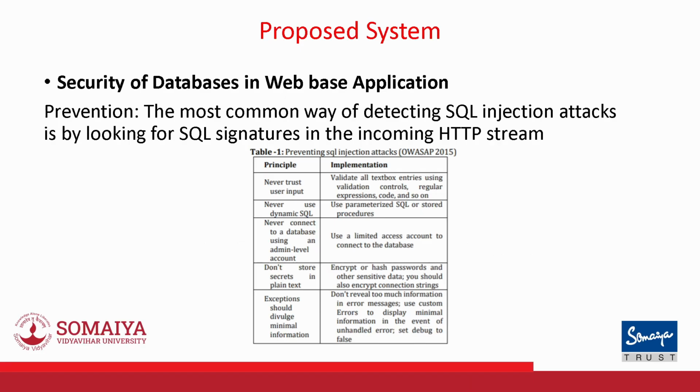So, in the proposed system, the authors talk about the security of databases and web based applications. The prevention: the most common way of detecting SQL injection attacks is by looking for SQL signatures in the incoming HTTP streams. The table provides the principles and implementations that can be used for preventing SQL injection attacks. The principles go as follows: never trust user input, never use dynamic SQL, never connect to a database using an admin level account, don't store secrets in plain text, and exceptions should divulge minimal information.